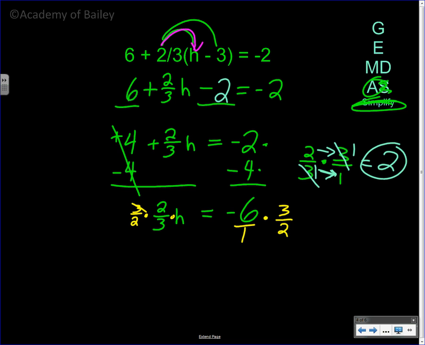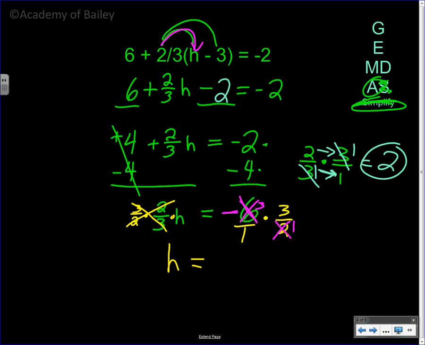On the left side, those 3's cancel out and make 1's. The 2's cancel out and make 1's, and we have 1/1, which is just 1. So we have the invisible 1 in front of the h. And now, -6/1 times 3/2. I know that there's a number that goes into 6 and 2. That number would be 2. 2 goes into 6 3 times. 2 goes into 2 once.